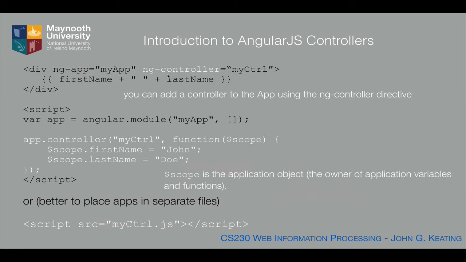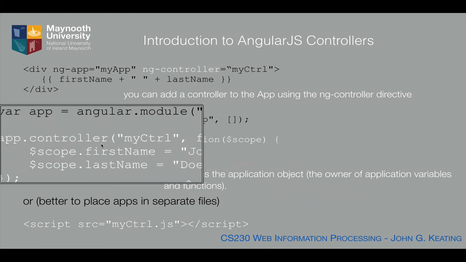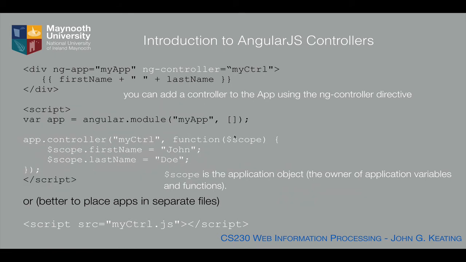So here's a simple one, with a controller. So here we have an ng-app, myApp, ng-controller. It's called myCtrl. Okay, first name plus last name. So we're defining these particular expressions here. Okay, so we're adding then the controller here using app.controller, myCtrl. Give it the function, tell it what to do with the variables that we've created up here.